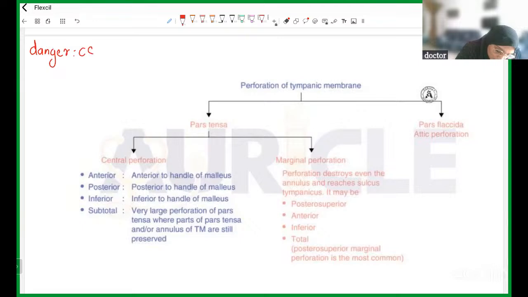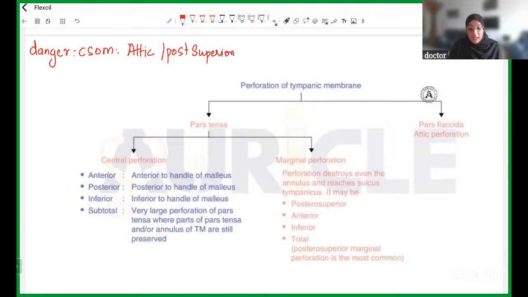Danger in chronic suppurative otitis media: it is attic or posterior superior marginal perforation of the tympanic membrane. And this is usually associated with what? Just now we learned that topic, cholesteatoma. Okay. Stratified squamous epithelium from the external auditory canal can grow into the middle ear and it can form any type of marginal perforation. Therefore, all marginal perforations are considered dangerous. Central perforations are considered safe because cholesteatomas are not usually associated with them. But if there is marginal perforation, it is usually called dangerous. So again, if it is a dangerous condition, it is marginal perforation.